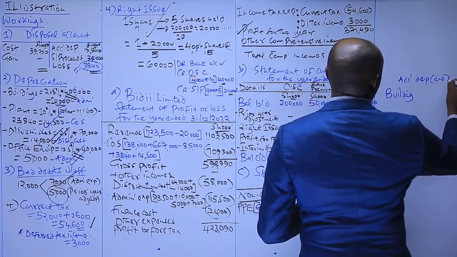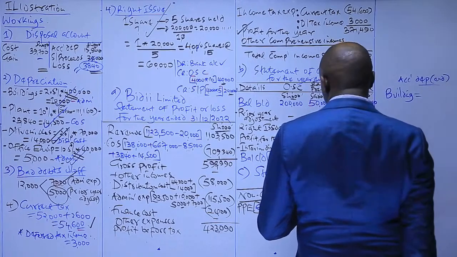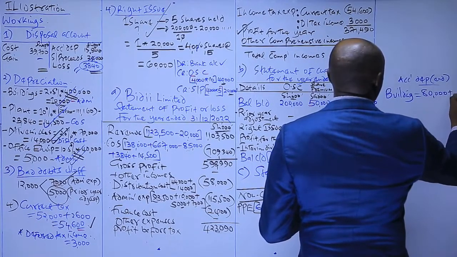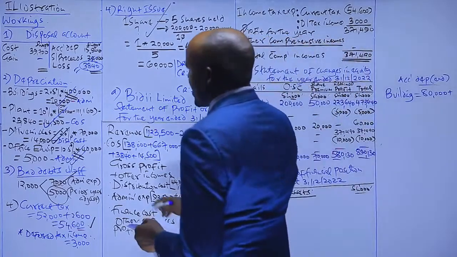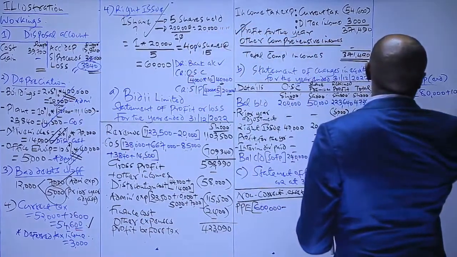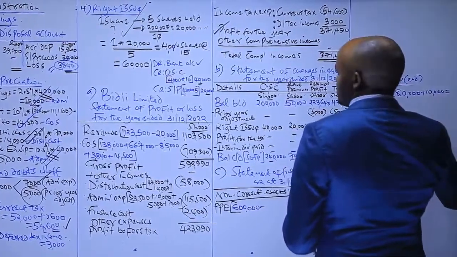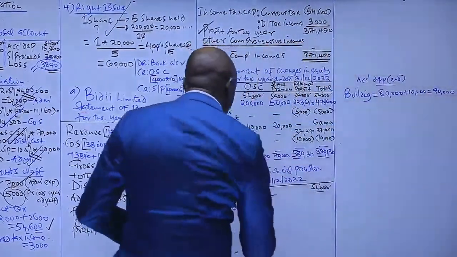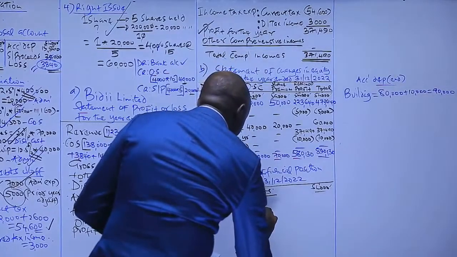In terms of how we compute this, we take the accumulated depreciation at the start, which is in the trial balance, and then we add the depreciation for the current year. The depreciation for the current year for buildings is 10. So this will give us a total of 90. So let's start now from the cost.